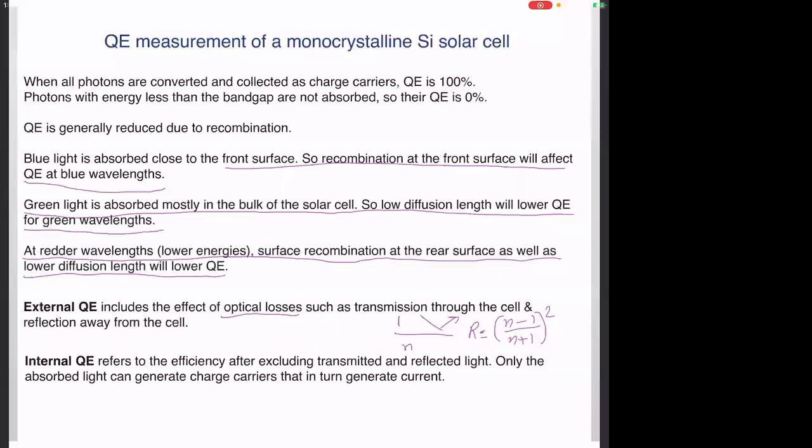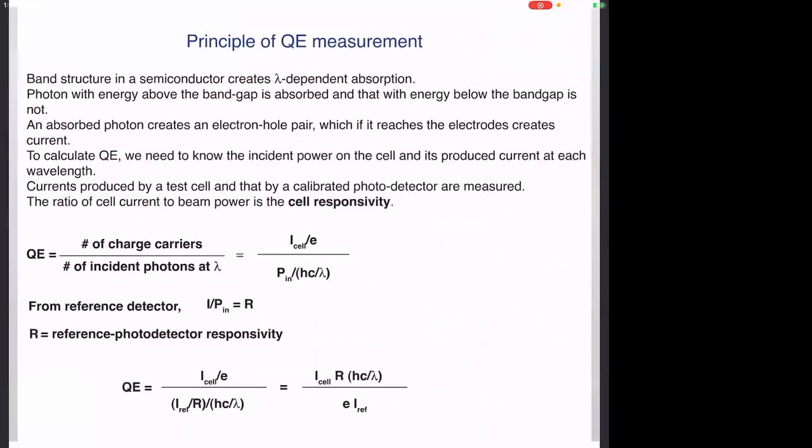Internal quantum efficiency refers to the efficiency after excluding the transmitted and reflected light. Only the absorbed light can generate charge carriers and in turn generate current. Now, the principle of how do you measure this? In order to measure this, you have to do some careful experiments. And that's the last topic I want to talk about today.